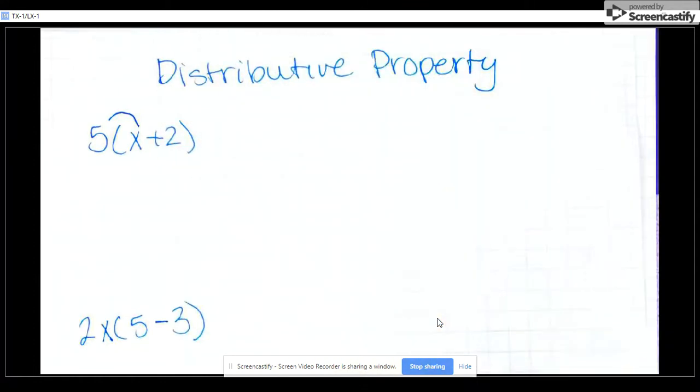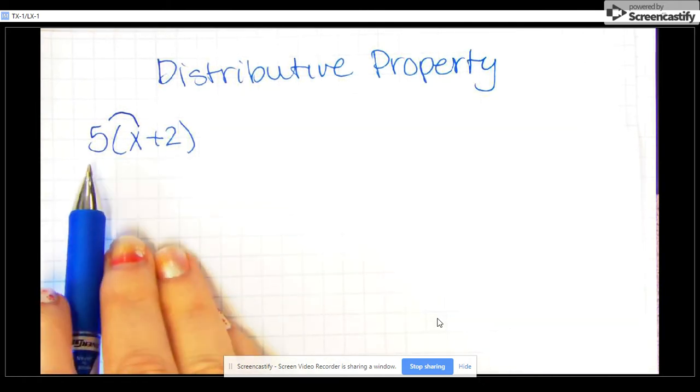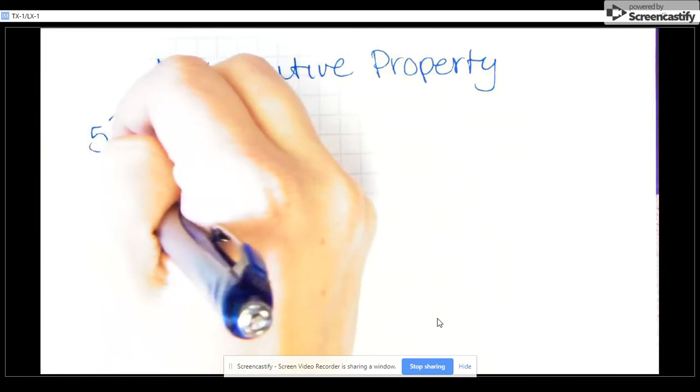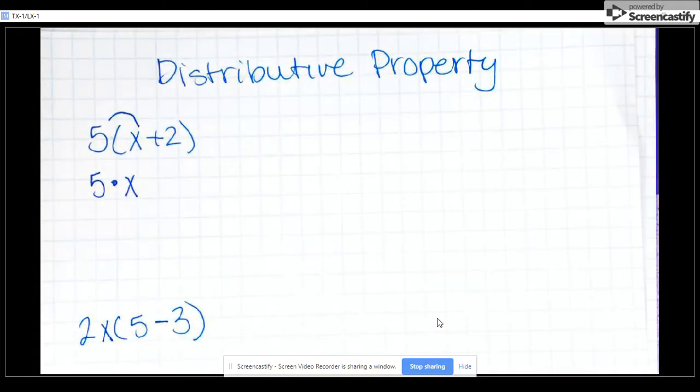So for this first problem, I have 5 parentheses x plus 2. I am going to take that 5 and multiply it by the x and the 2. So starting off with our first one, we have 5 times x. I'm going to write that as 5 dot x. That dot also means multiplication. I am doing this so that we don't have two x's right next to each other.